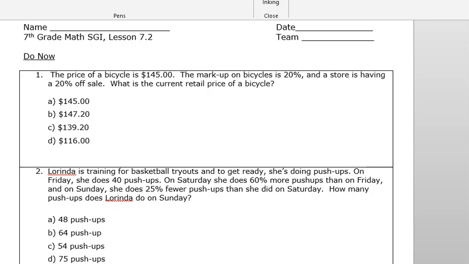So let's take a look at the do now. I'm not going to review all of the do now today, but we will review the first few. All right, so the price of a bicycle is $145. The markup on bicycles is 20%, and the store is having a 20% off sale. What is the current retail price of the bicycle?